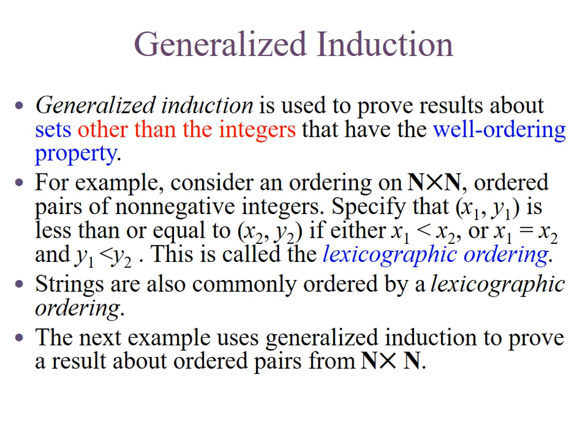If x1 equals x2, then we compare y1 and y2. If y1 is less than y2, then the pair x1, y1 is less than x2, y2. We call this lexicographic ordering. You can also apply this well ordering property to strings. If you compare the lexical ordering of the strings love and you, how do you distinguish the order? We can also apply this lexicographic ordering.